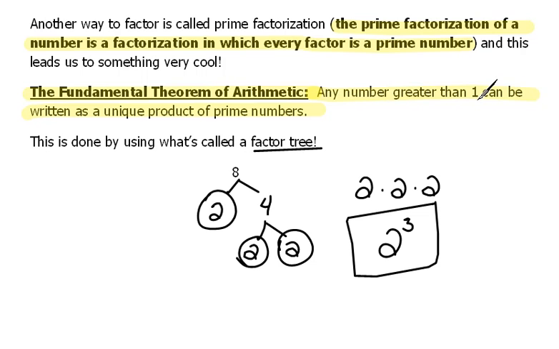Any number greater than 1, and 8 is greater than 1, can be written as a unique product, can be written in only one way, as a product of prime numbers. These are prime numbers being multiplied together. And so this is the prime factorization of 8. Let's try another one.